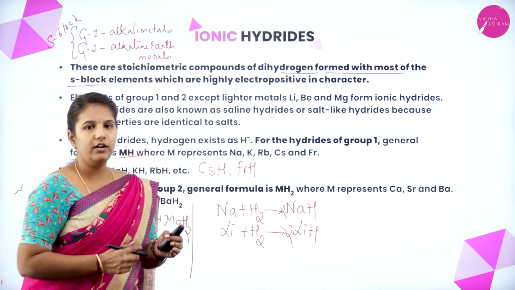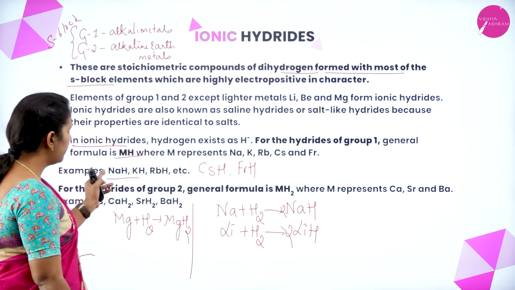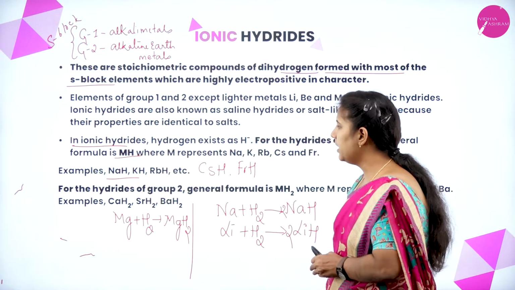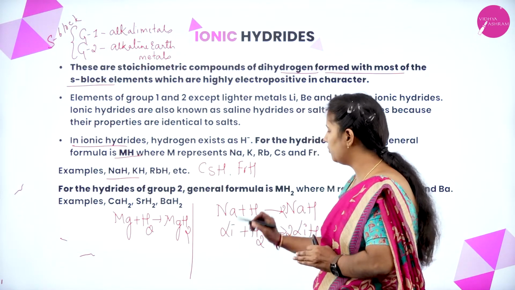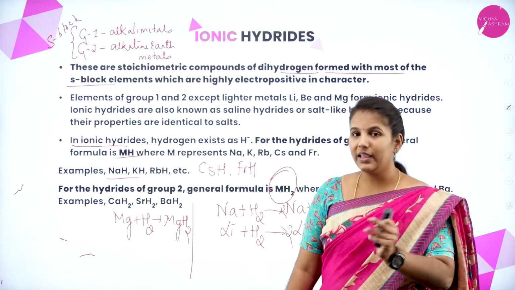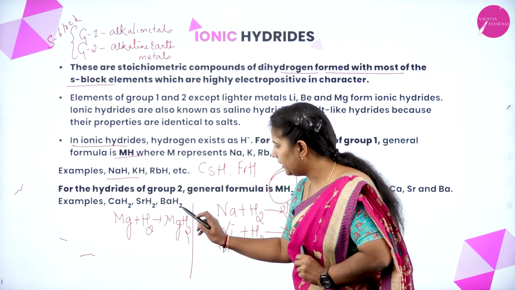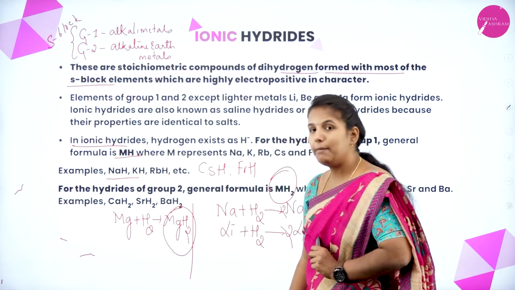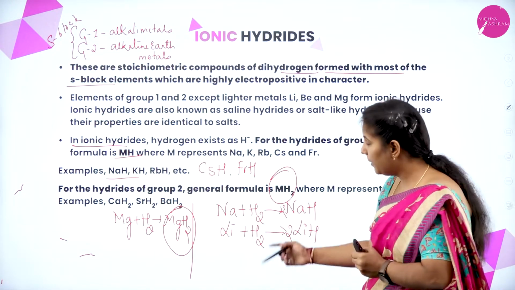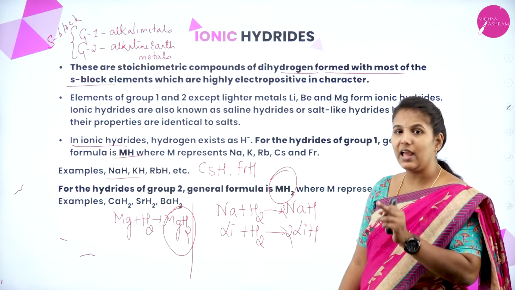Where dihydrogen, when it is reacting with a group 1 element, has a general formula of MH. Okay. Similarly, for the hydrides of group 2, they have a general formula of MH2. Here you can see that when magnesium reacts with dihydrogen, it forms magnesium hydride. So, I have written MgH2, whereas in the alkali metals, I have written NaH.